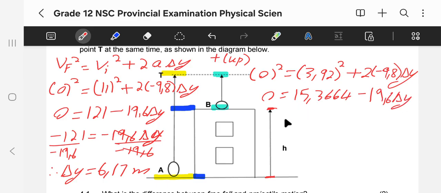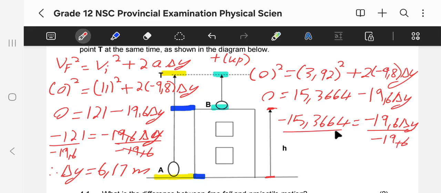Then I'll transpose this one to the other side. It's going to be negative 15,3664 is equal to negative 19,6 delta y. Then I divide by negative 19,6 on both sides. These cancel, therefore delta y in this case will be equal to, putting this on the calculator, 0,784 meters.